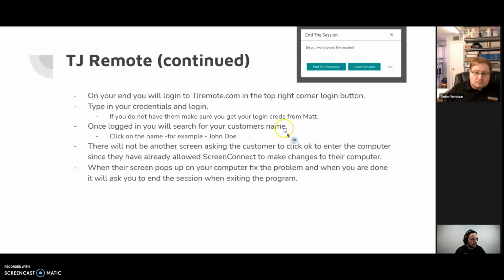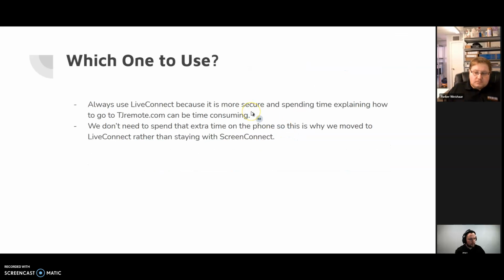Let me see here. Finally, our last slide, which one to use. I've kind of touched this already. Live Connect is better. It's more secure, and spending time on how to get people to go to tjremote.com can be very consuming. If we're dealing with older customers, sometimes they'll type it in the search bar, and the search bar will go to somewhere totally different, not to our website. Some people don't know the difference between an address bar and a search bar, so that can be very time consuming on you. Of course we don't want to be on the calls for hours.